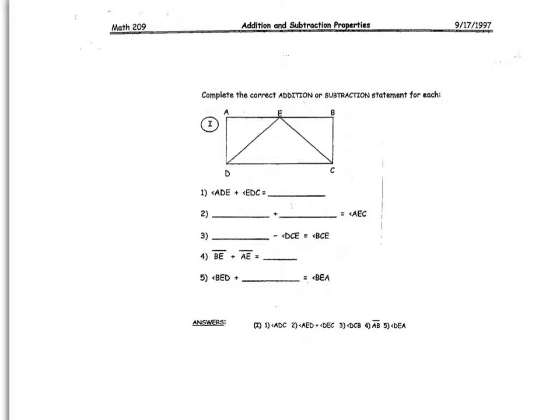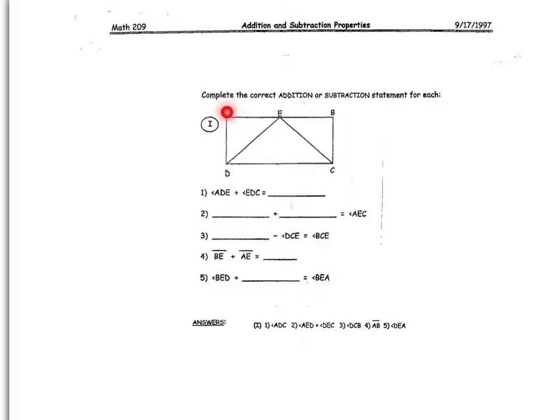Angle ADE, if we were doing union, would take the points on this segment or ray and this segment or ray and unite them with this segment and this segment. And what I get would be a 3-pronged picture. That's not what I'm interested in when I do addition. When I'm interested in addition, I'm interested in the measurement.